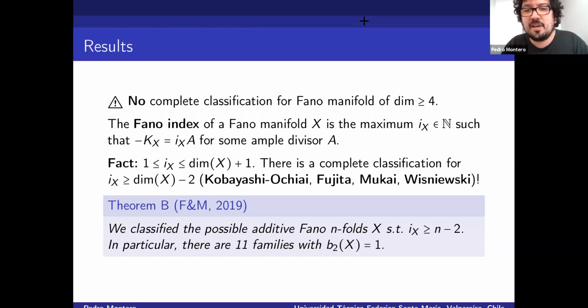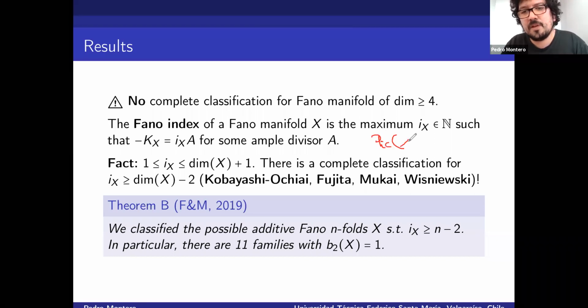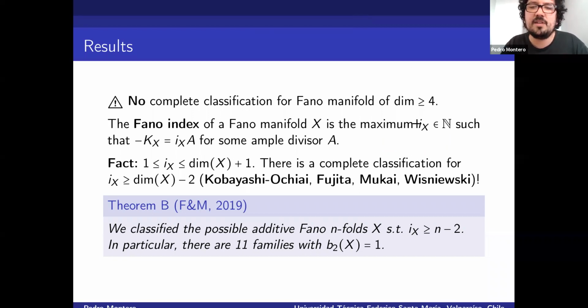Also, you know that the Picard group of X is a lattice, Z to the r, where r is the Picard rank. So you can ask yourself how divisible your anticanonical divisor is in this lattice. Or in other words, you can ask for the maximum integer such that the anticanonical divisor is a multiple of an ample divisor. There is a classical result, you can check by Riemann-Roch if you want, that this number belongs to 1, 2, 3, etc., up to the dimension of X plus 1. So these are all the possibilities.